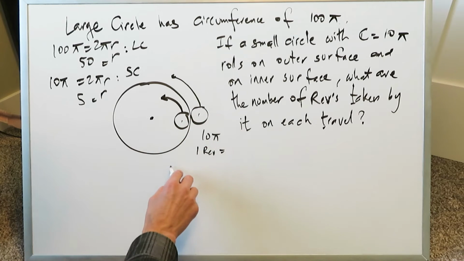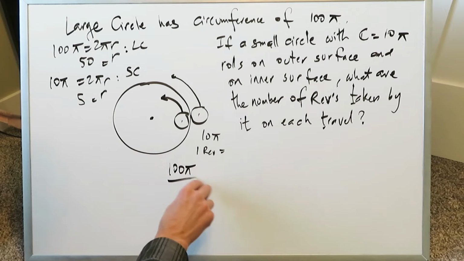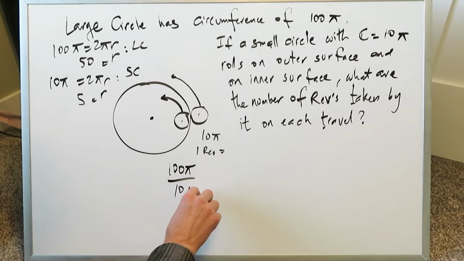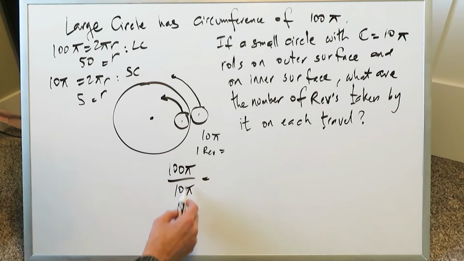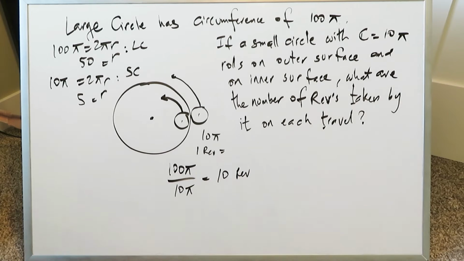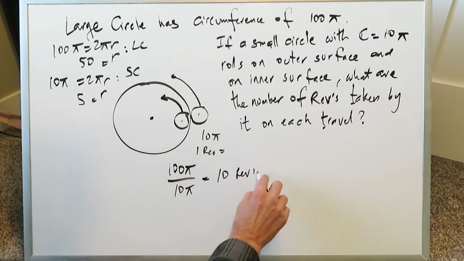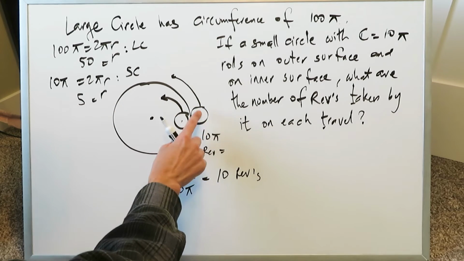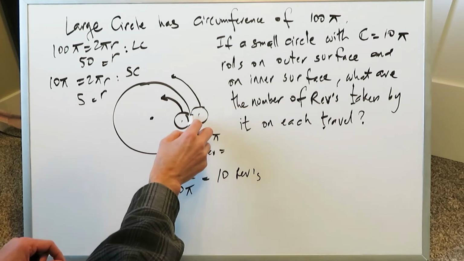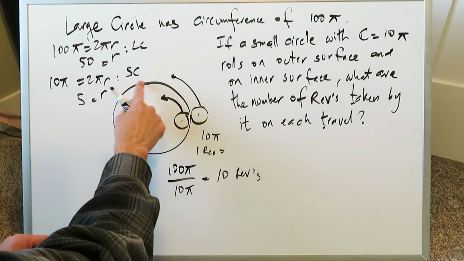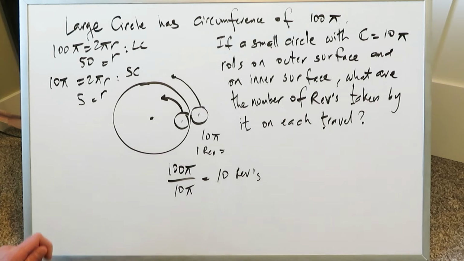For the outer surface, all you're doing is basically 100 pi, because that's the distance it has to cover. With each roll, it's covering a distance of 10 pi. You do 100 pi divided by 10 pi, and you get 10. So on the outer surface of that circle, it took 10 revolutions. It means it revolved around its surface 10 times. If you were to open up the circle and lay it out flat, you could cut the circle and lay it out like a line. It would take 10 of these circles to cover that distance on the outside.